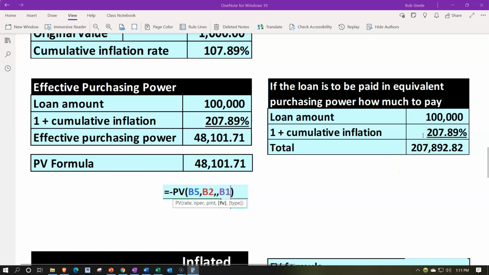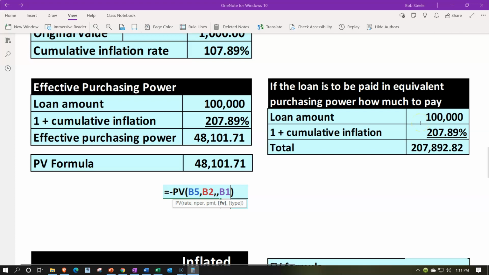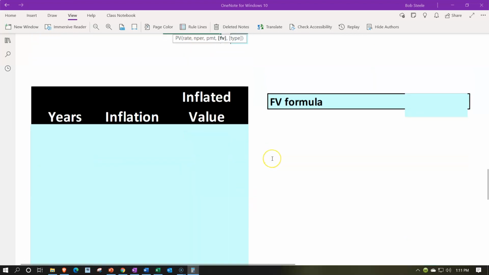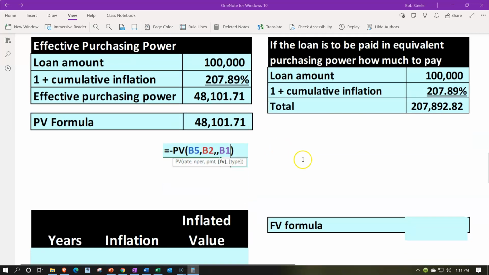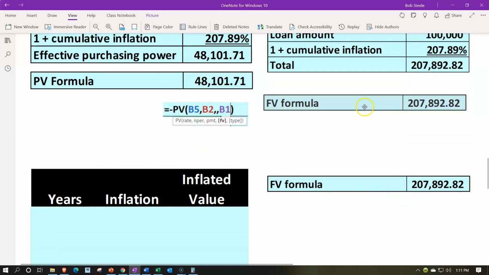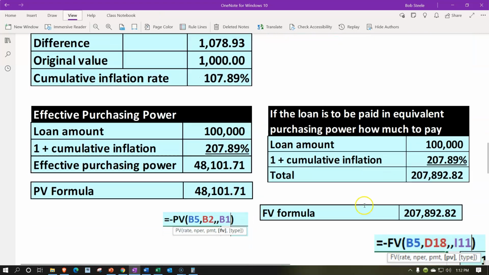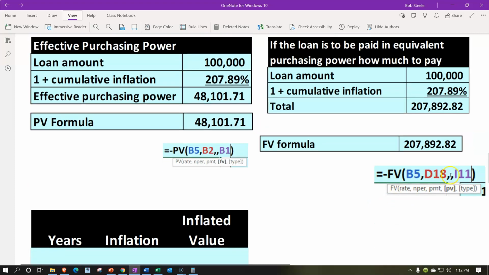This can be a little confusing because they could just simply give you this cumulative inflation rate and force you then to calculate this number based on that. However, if you're given the information in this format, the 5% compounded yearly, you can use the future value calculation to get there as well. The future value calculation would simply be the future value of the rate, which of course would be the 5%, comma, and then the number of periods, which would be 15, and then comma, comma, because it's not an annuity, and then the present value would be the 100,000.